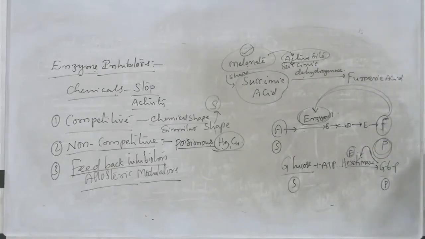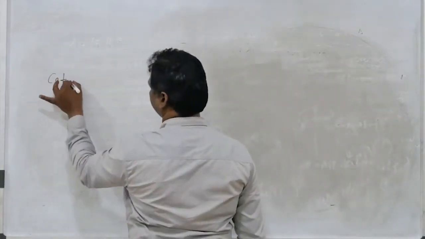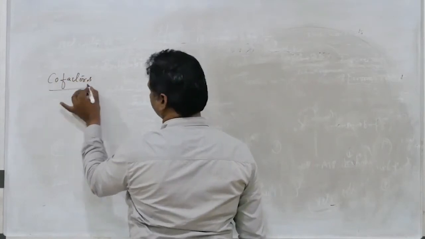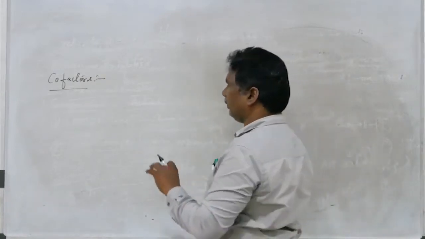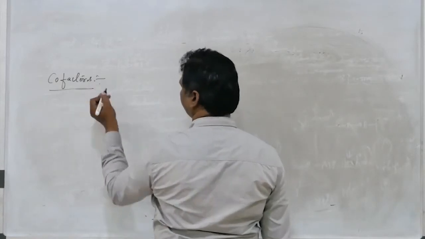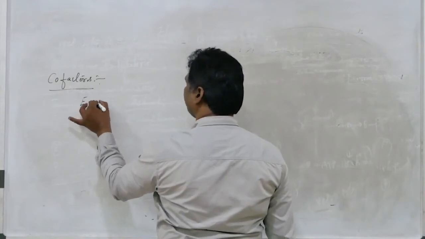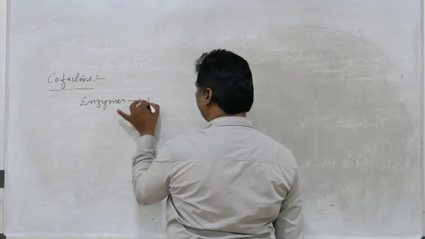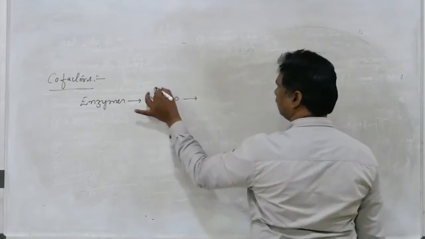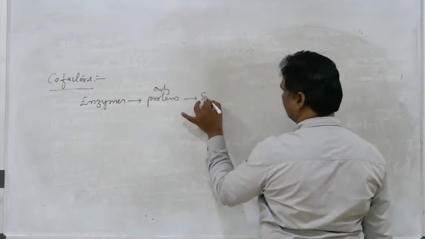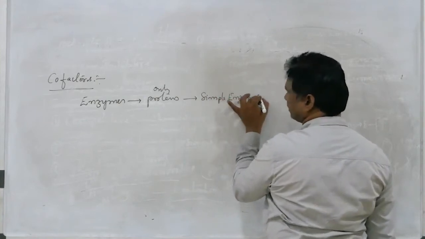Next we are going to another topic: cofactors. This is also a most important question; in NEET 2019, a question was asked from cofactors. Before going to cofactors, generally enzymes are made up of proteins. If the enzymes are made up of only proteins, those are called simple enzymes.